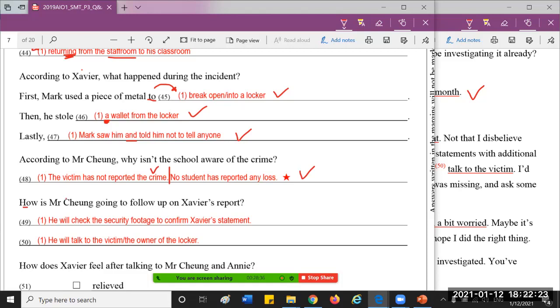All right, finally, we have how is Mr. Zhang going to follow up on Xavier's report? So you start with he will. It has to be future tense, okay? Future tense, because follow up means it's happening in the future. We'll check the security footage.